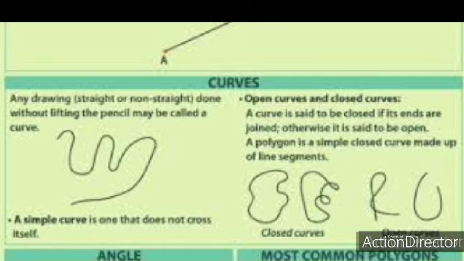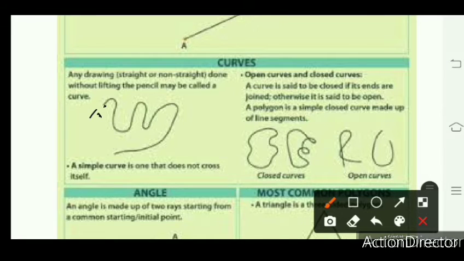Now here we will discuss curve, right? What is a curve? Any drawing, straight or non-straight, done without lifting the pencil may be called a curve, like this figure. If we start from this point and continue moving to the last end, we give the name of this point as A, and we take another point here and give the name of this point as B. This type of figure is known as a curve shape, right?